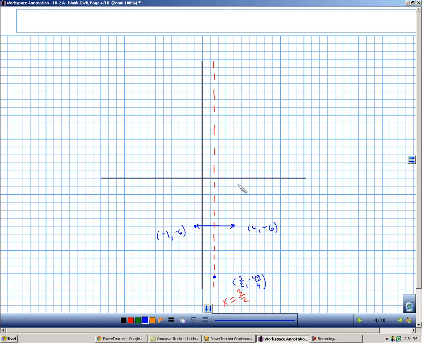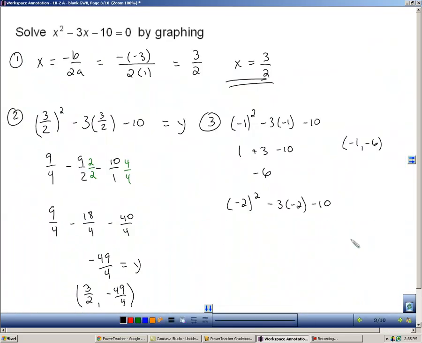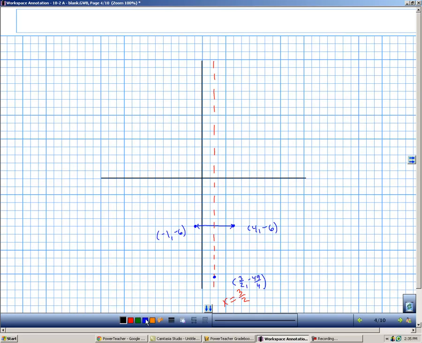I still haven't gotten up here to my x-axis yet, so I'm going to keep going, and I'm going to try -2 as my next one. So -2 squared is 4, and this is +6, and that's -10. 10 minus 10 is 0. So -2 gives me a 0. So that's my next point. I'll go to -2, 0.